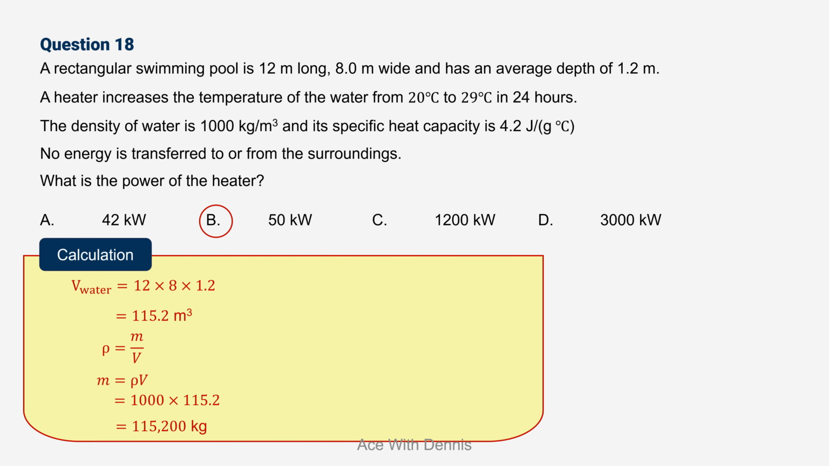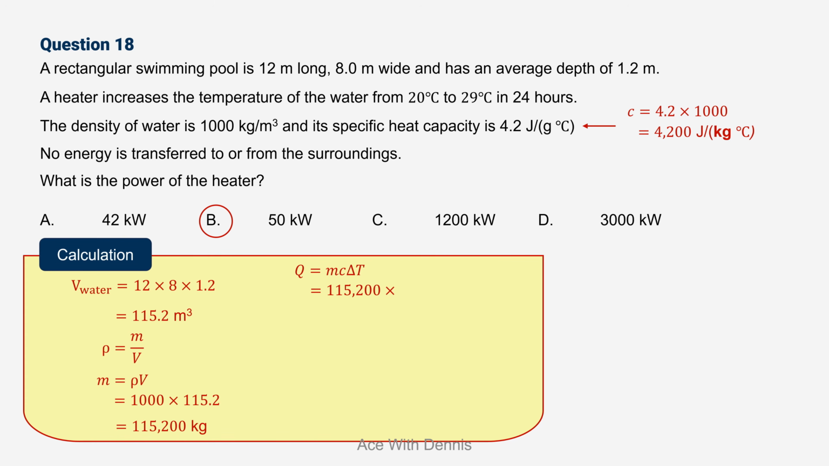Next, we need to know how much energy is needed to heat the water from 20 degrees Celsius to 29 degrees Celsius. So we can use the specific heat capacity formula, Q equals mc delta T. So the mass is 115,200 kilograms. For c, we have to be careful because it is given that the specific heat capacity is 4.2 joules per gram degree Celsius, but our mass is in kilograms, so we have to convert this. Then c will be 4.2 times 1000, and it becomes 4,200 joules per kilogram degree Celsius.